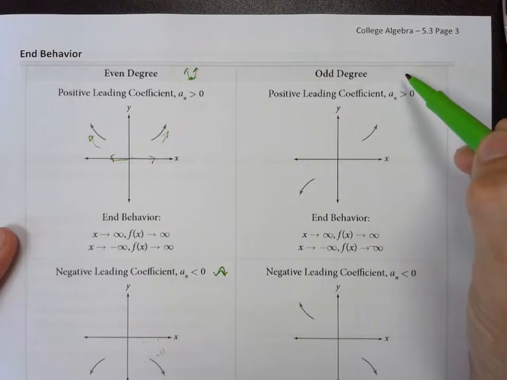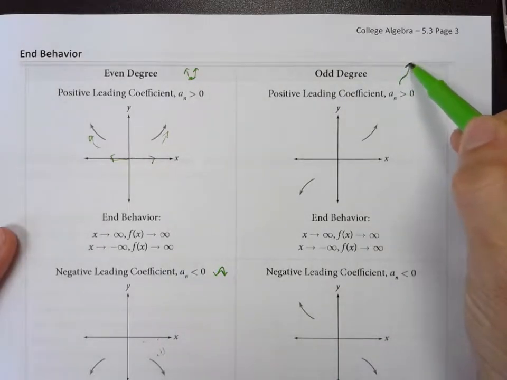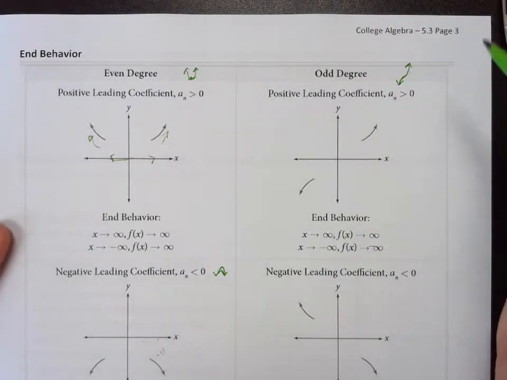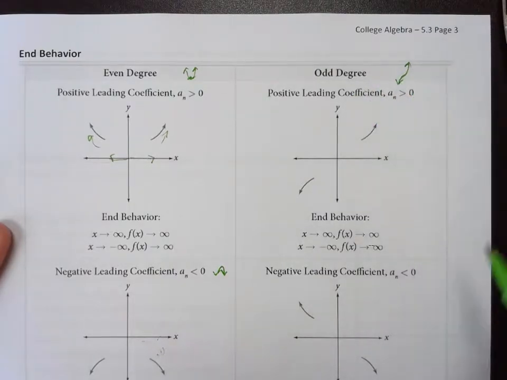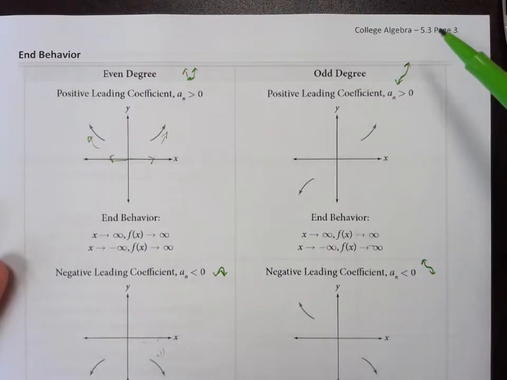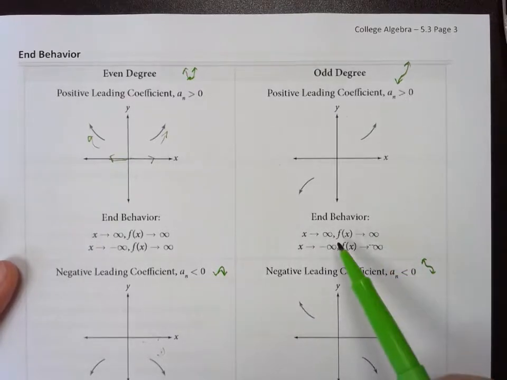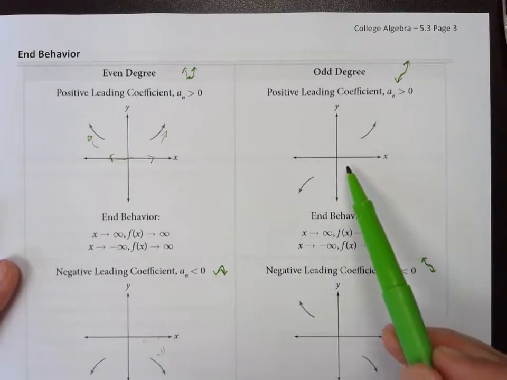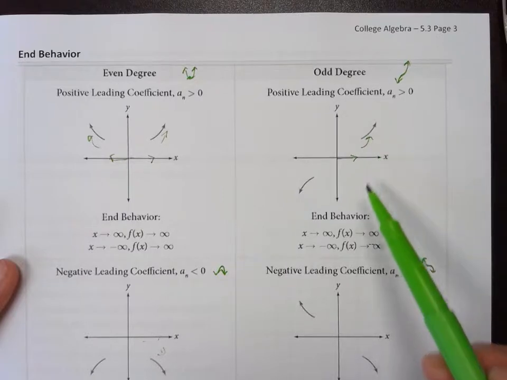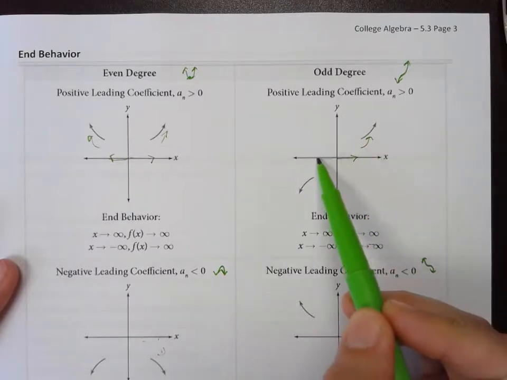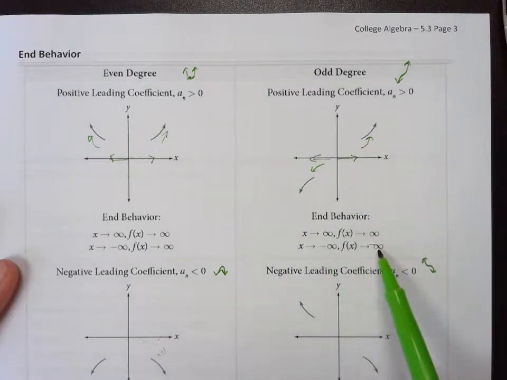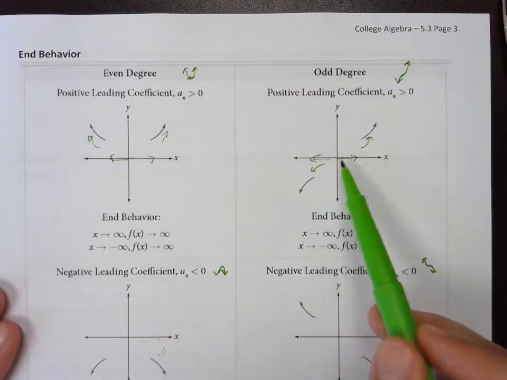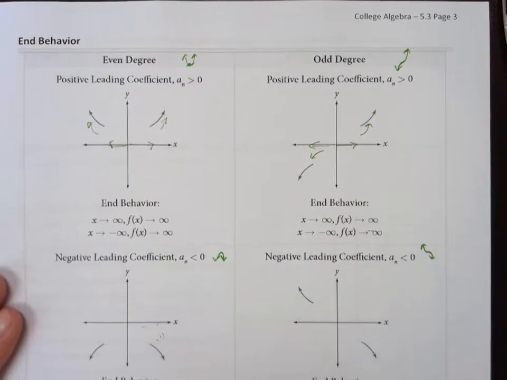Odd degree polynomials, if you remember, they make this S shape, kind of like the cubic function. So if the leading coefficient is positive, it goes this direction, and if it's negative, it goes this direction. Okay, so looking at the positive coefficient, if x is getting bigger, y is going up, so y is getting bigger. If x is getting smaller, y is getting smaller, so y is going to negative infinity. So as x goes to negative infinity, y goes to negative infinity.